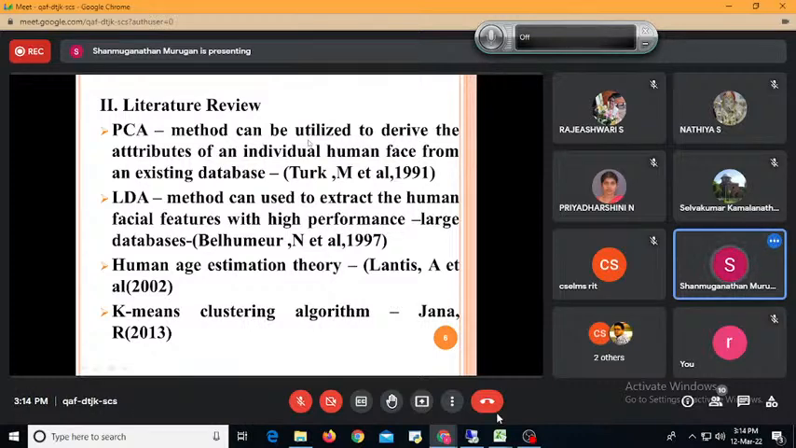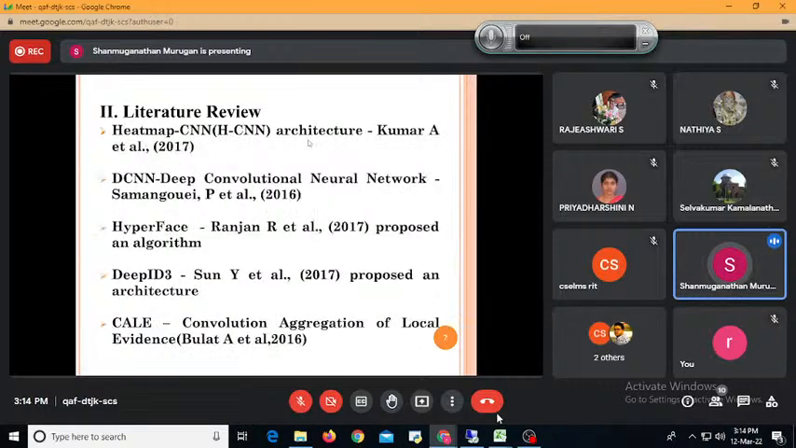Because of the results, we can't expect at least 98 or 100% accuracy. But according to the survey, LDA works on very large data sets. It was sufficiently good. And human age estimation theory, in the literature review, was explained by Lantis and came into the cluster algorithm. This is just one successful one.